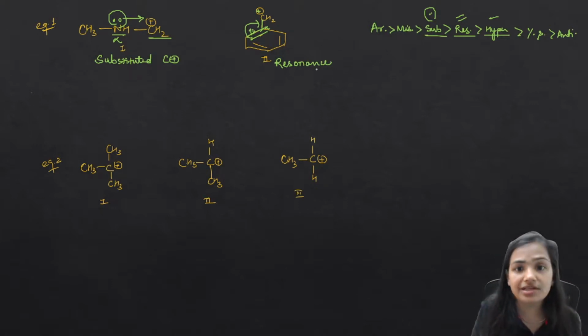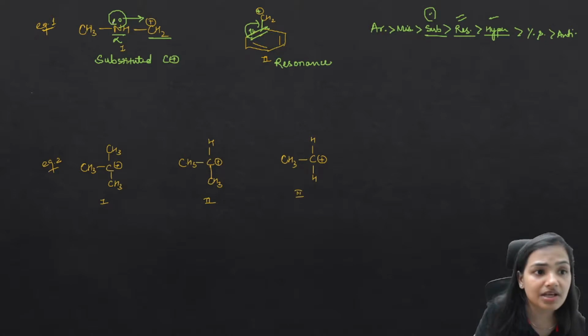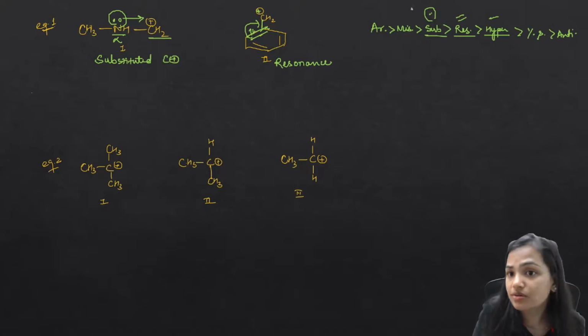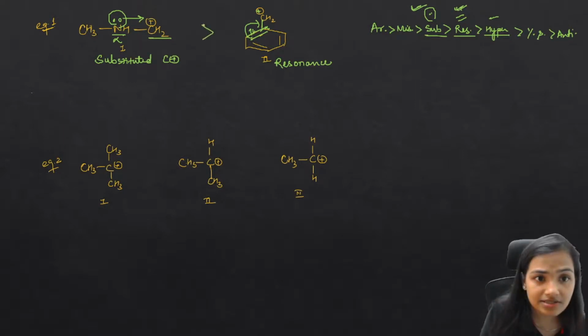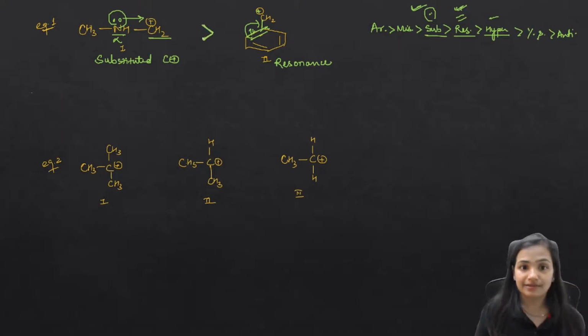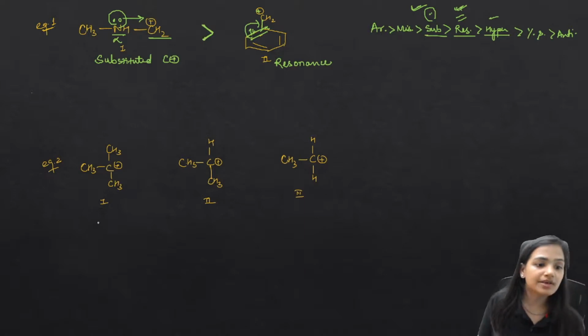So substituted and a resonance. So which will stabilize better, a lone pair or a pi bond? We know that a lone pair stabilizes better than a pi bond. Okay, so the answer is this. This is the correct answer. Done. Now do question number 2.